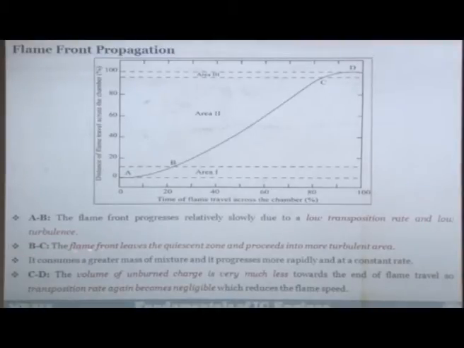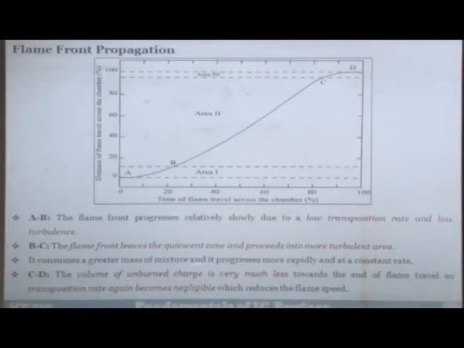B to C, the flame front leaves the quiescent zone, because close to the spark plug you do not want to have a very turbulent zone, because if you have a turbulent zone, the flames will extinguish. So, you deliberately design it such that the turbulence close to the spark plug is relatively quiet. Okay. So, the flame front leaves the quiescent zone and proceeds into a more turbulent area, and turbulence actually helps it accelerate, it helps the flames travel faster.